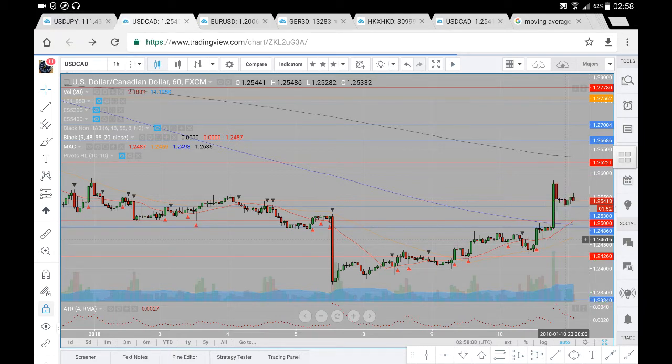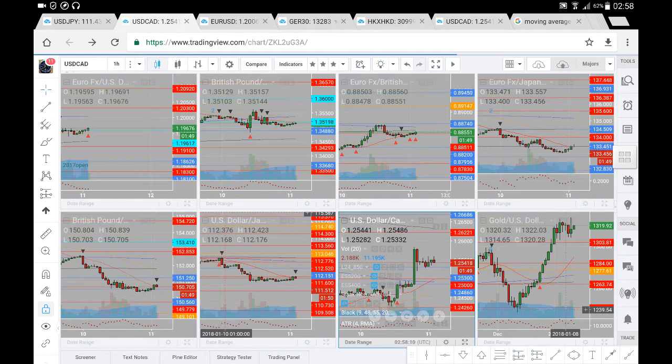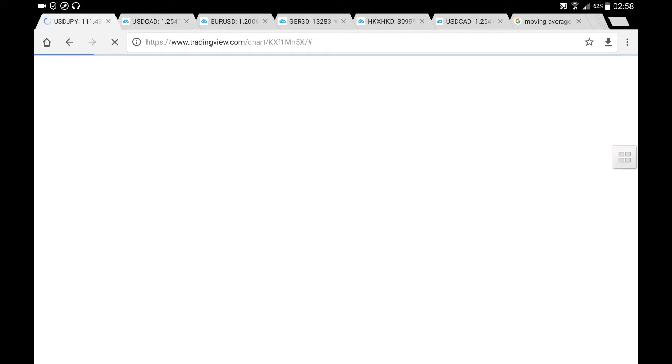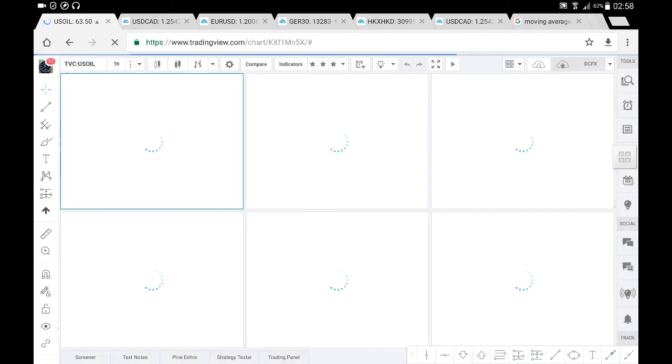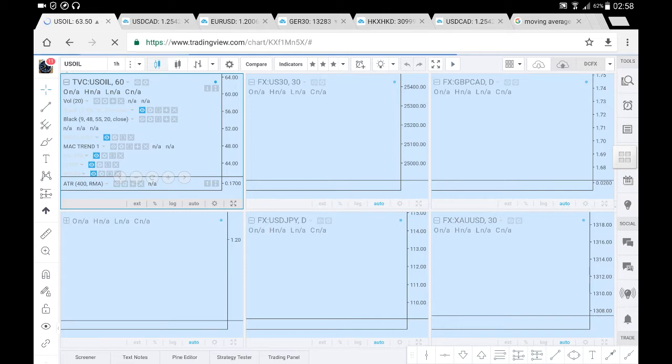Now, let's just head outwards, and we're going to head over to the XAU USD, also known as gold. XAU, and the charts are taking a long time. Let's just zoom in.